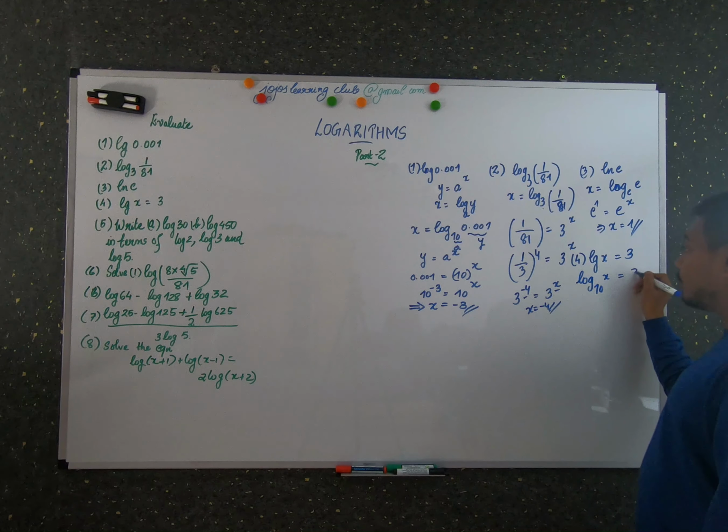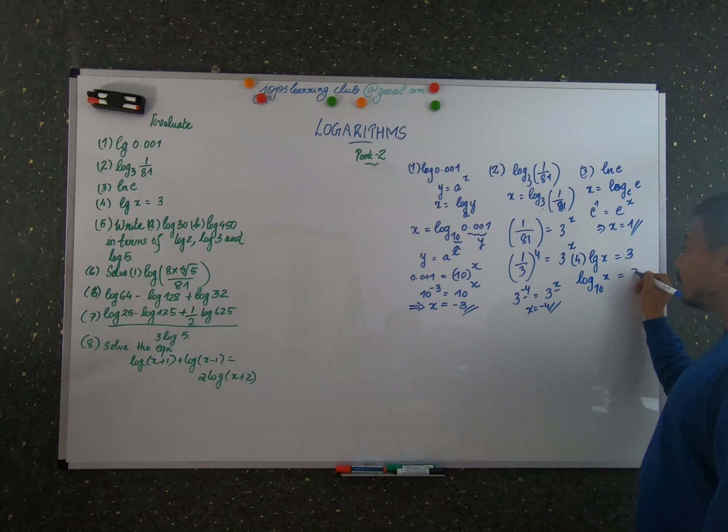So this is the answer for the fourth problem. I hope it's clear. Okay. So now let's do the fifth problem. What is the fifth problem? Write (a) log 30, (b) log 450 in terms of log 2, log 3 and log 5.